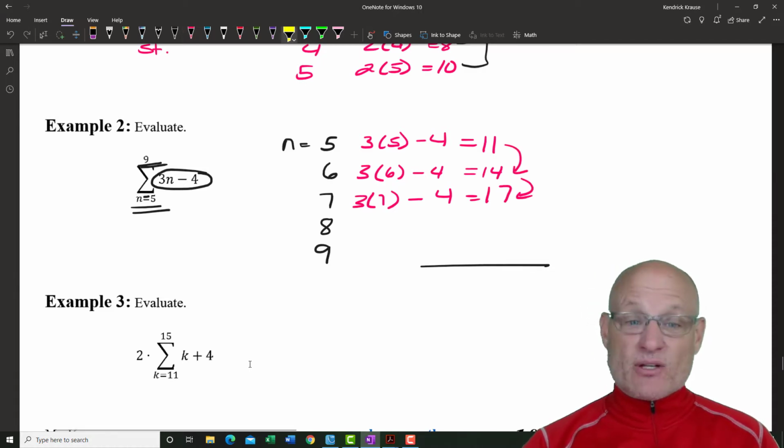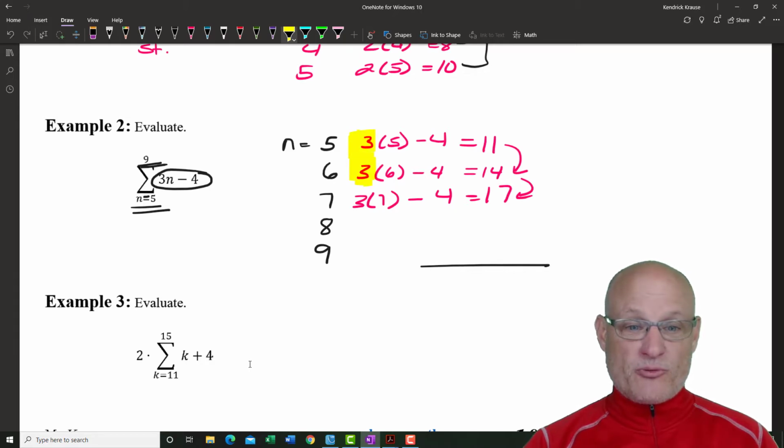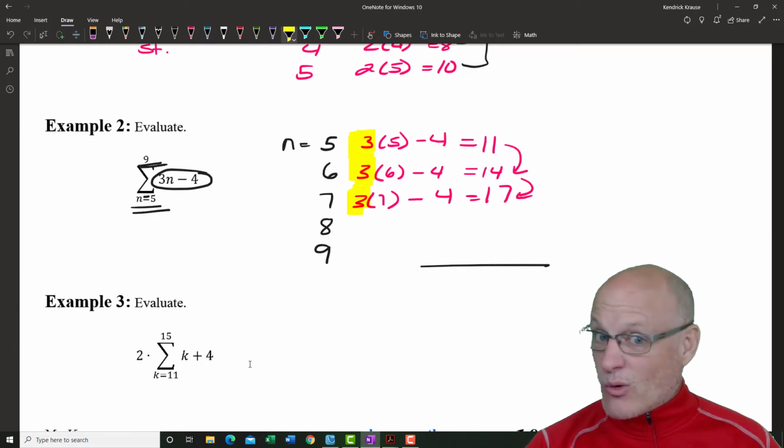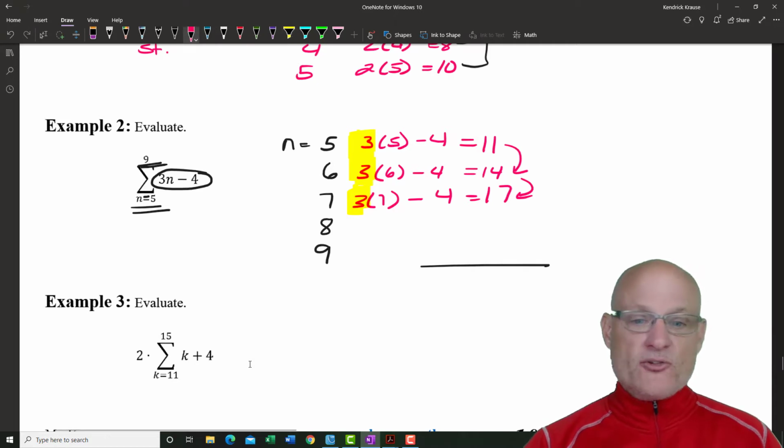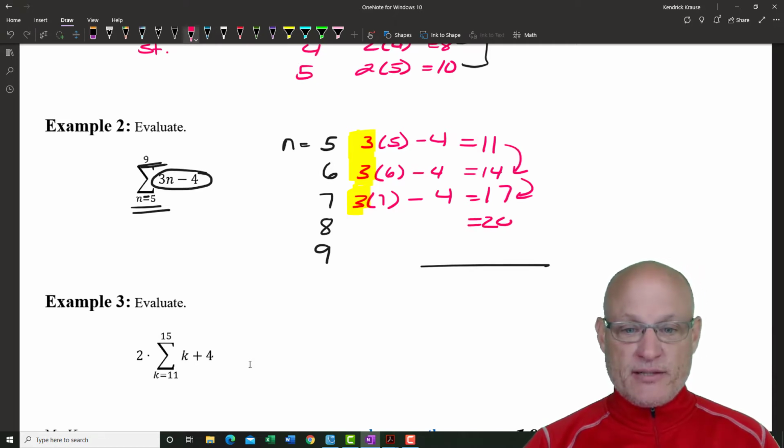And I said it was a linear relationship, right? You see the slope? Slope's 3. So we're just going to be going up 3 over 1, up 3 over 1. So my next value at 8 would be 20, and my next value at 9 would be 23.